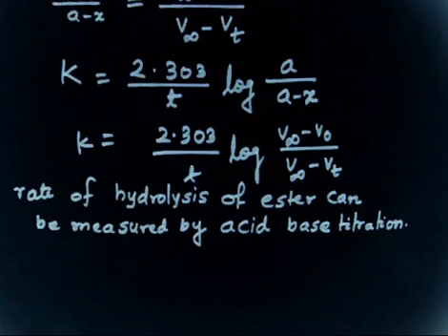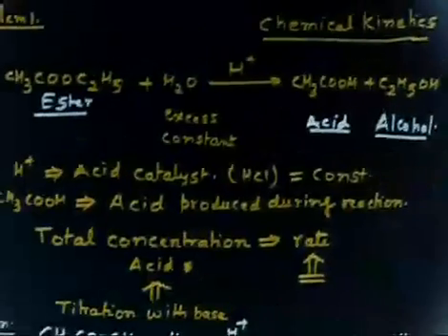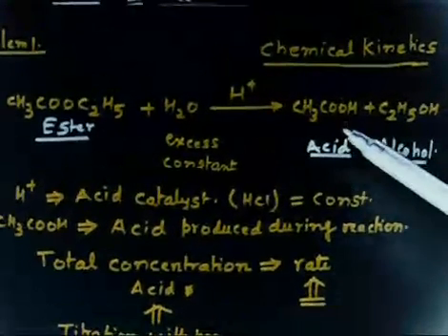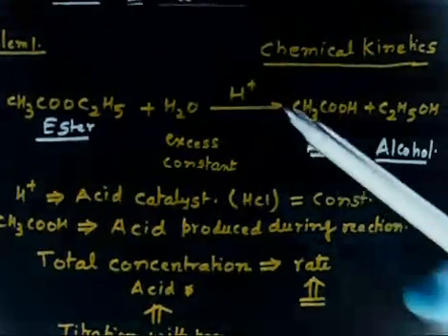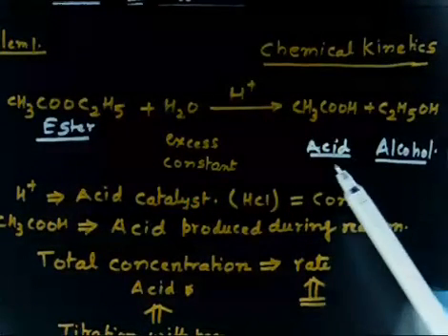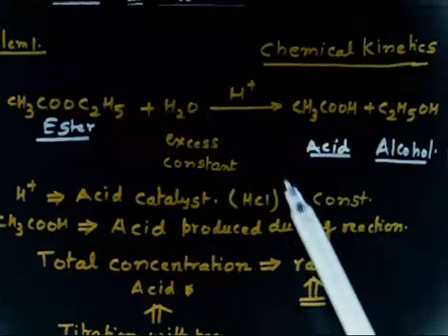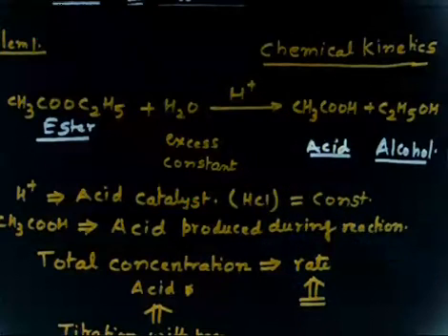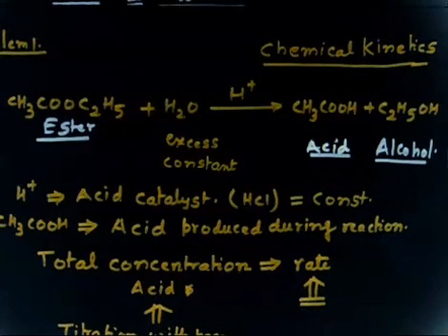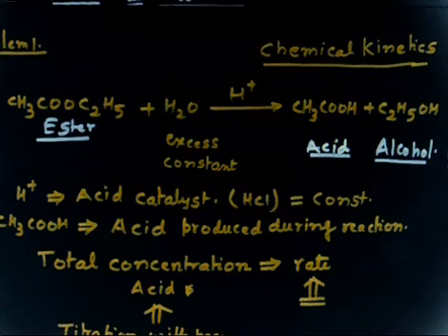After some time, the acid produced, that is the acetic acid, and H plus both will be titrated. After some more time, again both will be titrated, but the titration volume against H plus is constant. So every time the concentration of H plus, that is the catalyst, remains constant. If I am doing the first titration at T equals 0, I know the volume of NaOH used to titrate H plus, that is the catalyst.